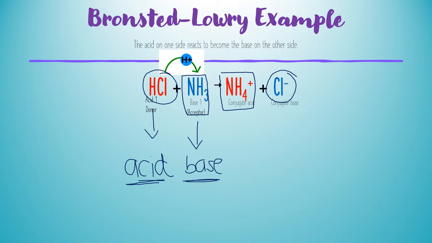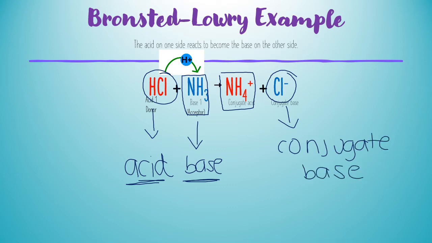Now on the right-hand side, we label them conjugate acids and conjugate bases. The acid on the left becomes the conjugate base on the right. They are opposite. And then the base on the left, NH3, becomes the conjugate acid on the right-hand side. So they flip roles. HCl is the acid, it becomes the conjugate base. The base becomes the conjugate acid.